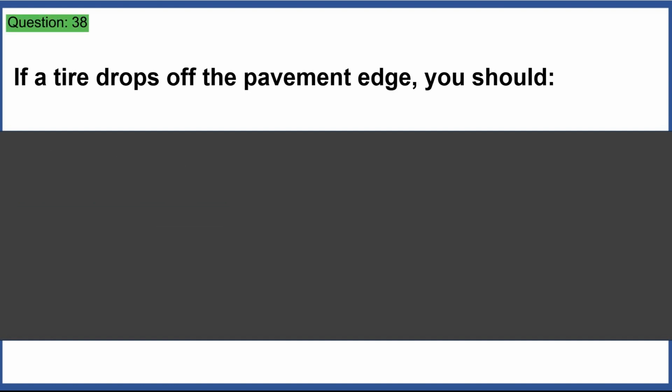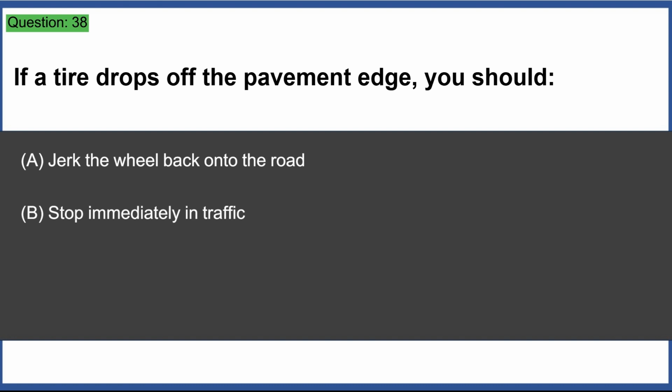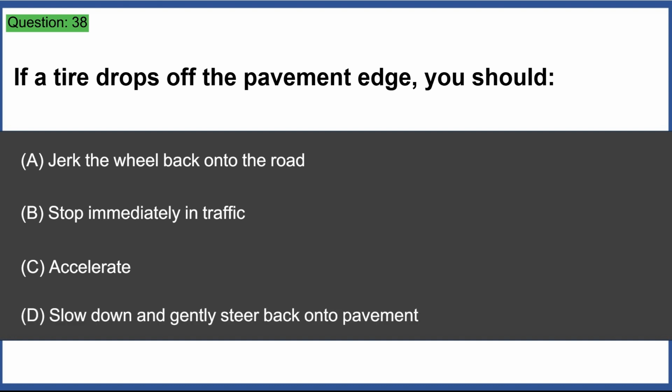If a tire drops off the pavement edge, you should: A. Jerk the wheel back onto the road. B. Stop immediately in traffic. C. Accelerate. D. Slow down and gently steer back onto pavement. Answer D. Slow down and gently steer back onto pavement.